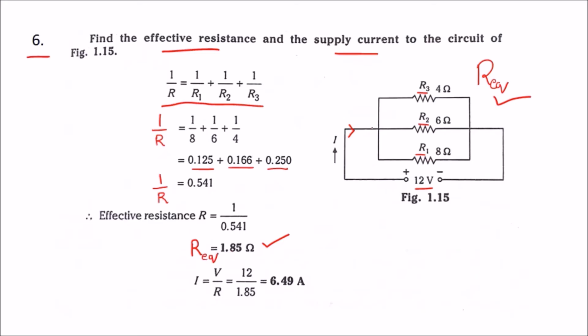Then we need to find the supply current. Supply current, we know the current, voltage and resistance relationship, that is I is equal to V by R. We know that supply voltage is 12 and we found out the equivalent resistance, that is 1.85. Calculating this, we get the current 6.49 amps.